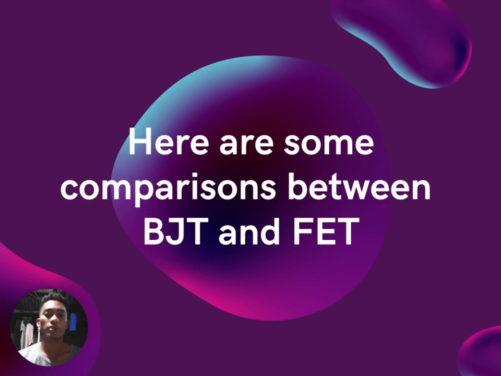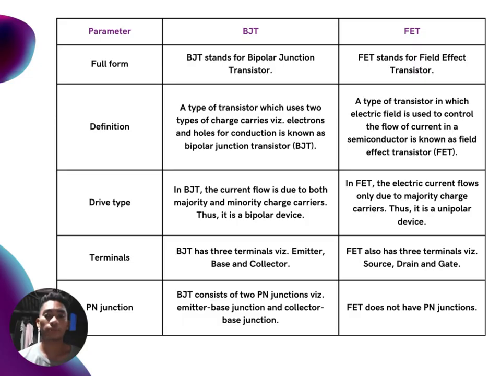Here are some comparisons between the BJT and the FET. Full form: the BJT stands for bipolar junction transistor, and the FET stands for field effect transistor. Definition: the BJT is the transistor in which two types of charge, namely electrons and holes, conduct, known as bipolar. So that is the BJT. And the FET is a type of transistor in which an electric field controls the flow of current in the semiconductor, known as the field effect.